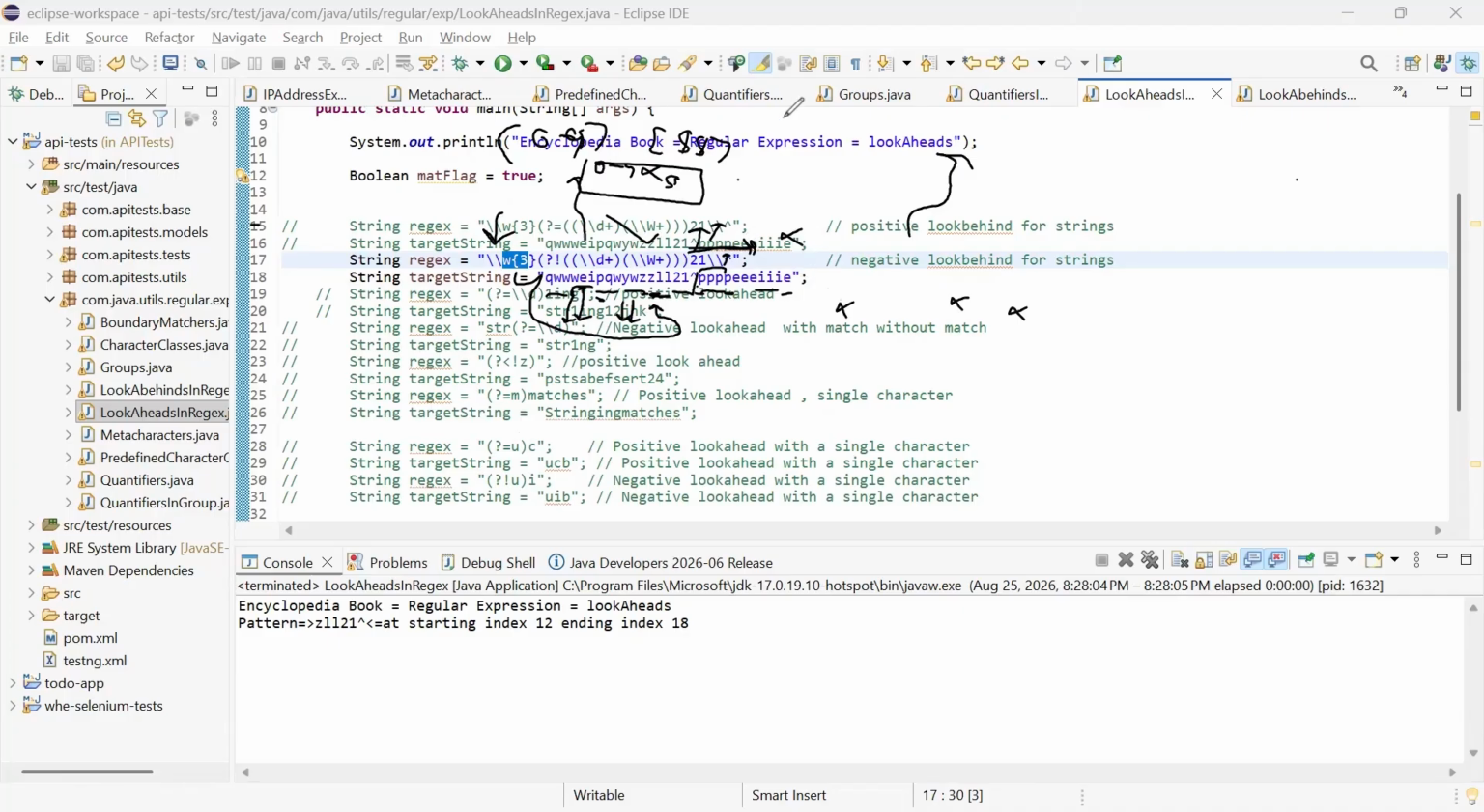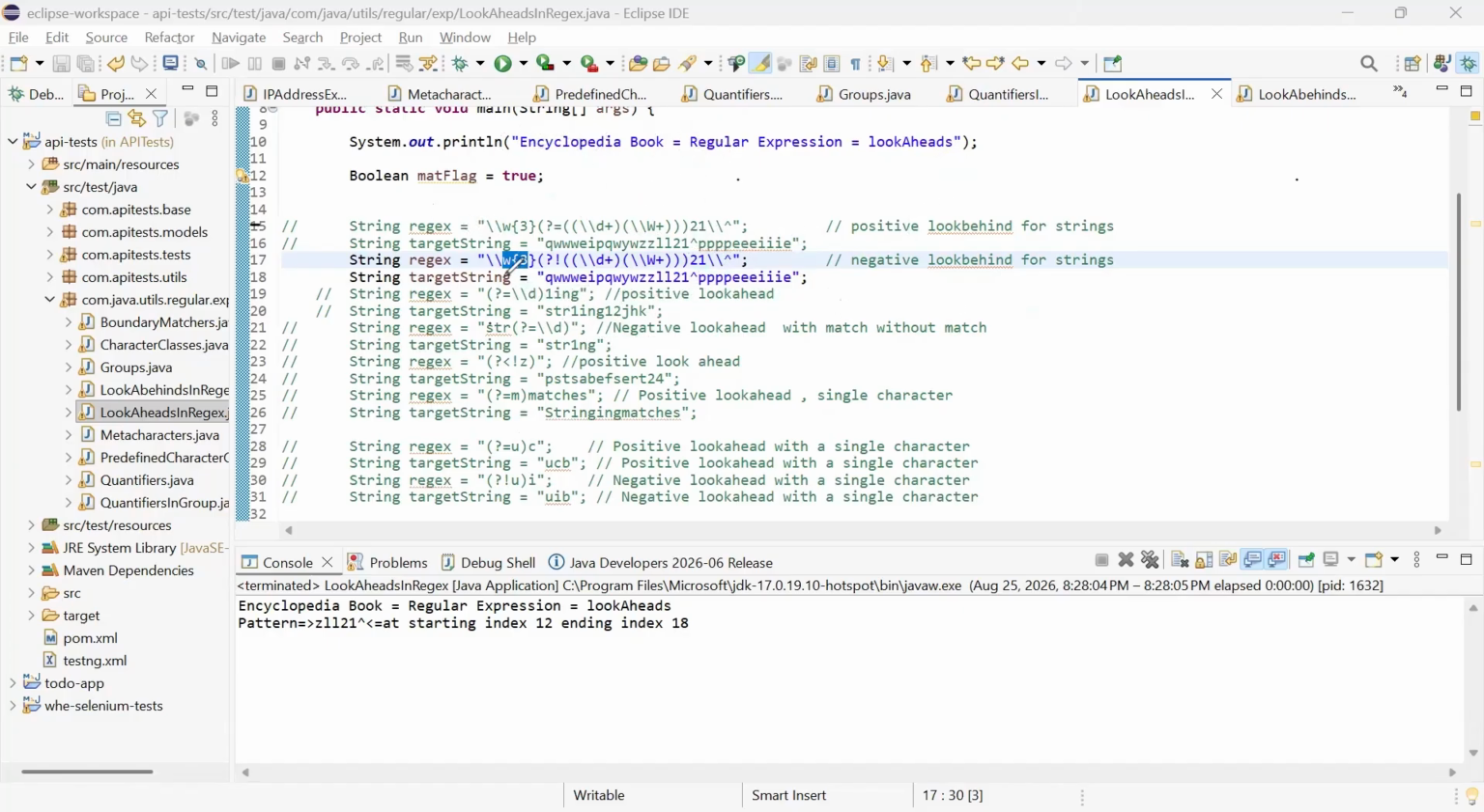Let's re-evaluate this again. Let me remove everything. Let's re-evaluate this again. We have a range of 3. So it will capture the first 3 words here. And then it is saying it should not be a digit or special character. Next 2 characters, it is true. We don't have a digit or special character.